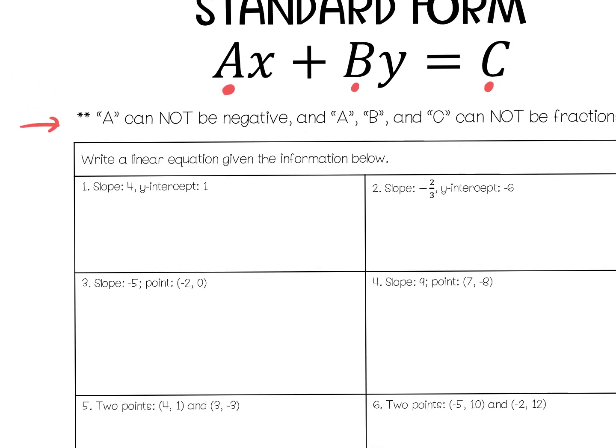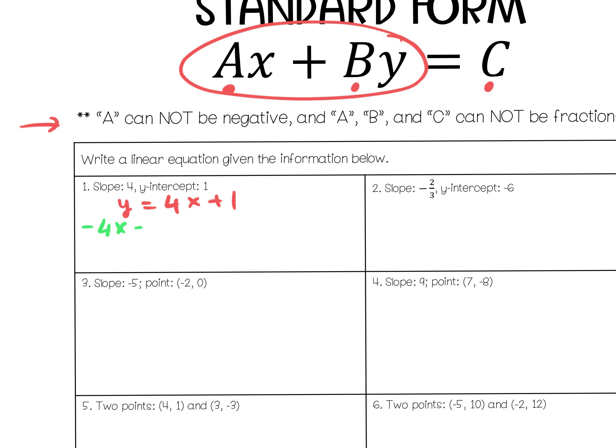So slope is 4, y-intercept is 1. So we have y equal to 4x plus 1. Okay? So we know ax plus by are on the same side, right? So what we will do is move 4x to the left, and we have minus 4x plus y equal to 1. Okay? C is by itself on the right side, so we have 1, which is good.